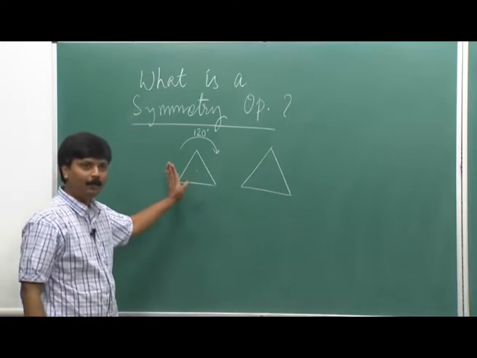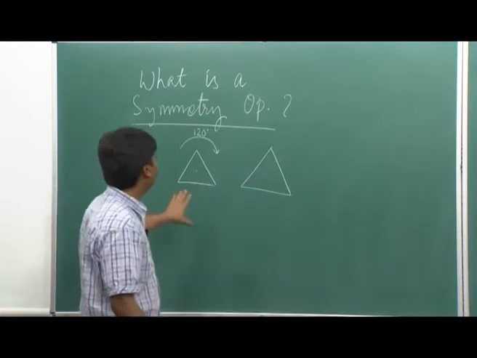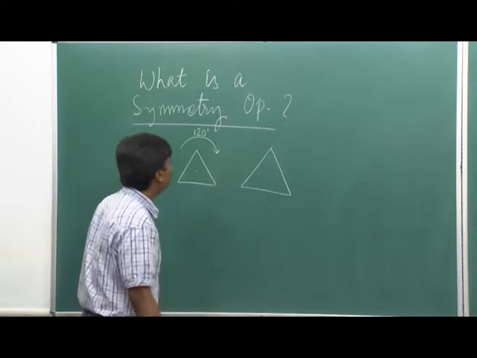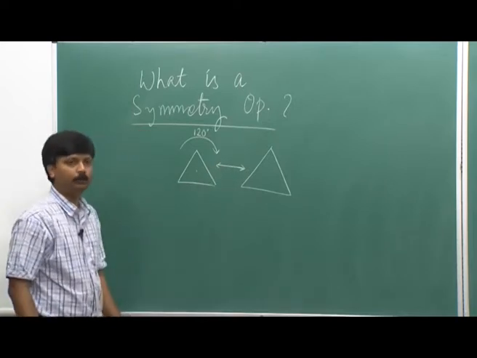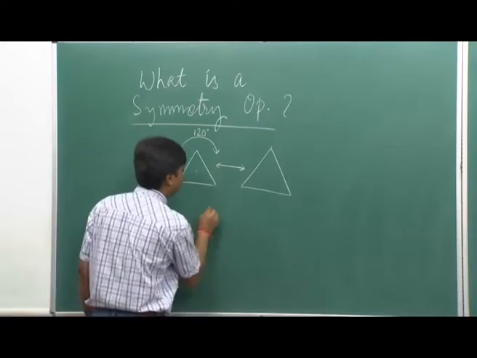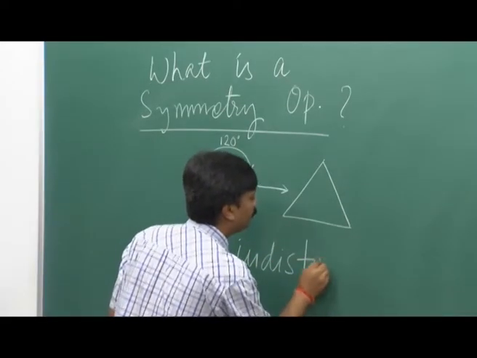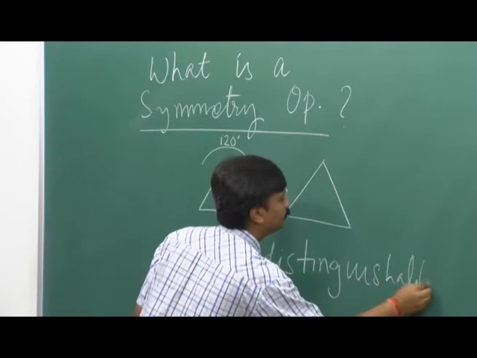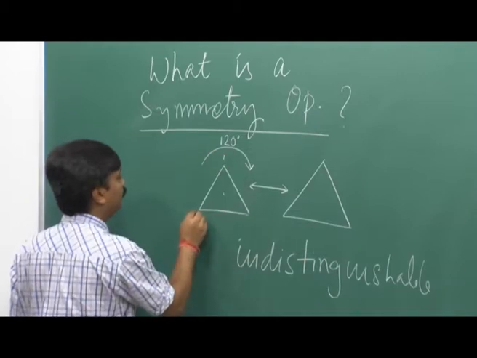Do not go by my drawing, that will give you a different size, but assume that these two are equilateral triangles of the same size. Okay. So, these two are indistinguishable. Okay. So, we say indistinguishable structure.